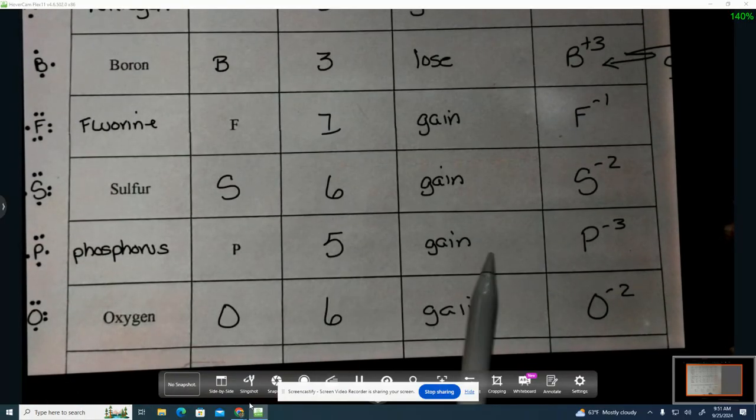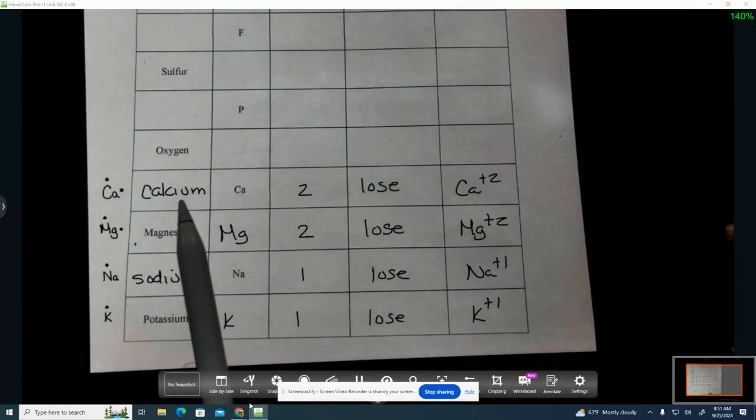Oxygen, phosphorus 5, gain, P minus 3. Oxygen is in group 16, so it has 6 valence electrons. It gains 2 electrons, so it becomes a -2. Too fast, or are you okay? You're just checking your work.